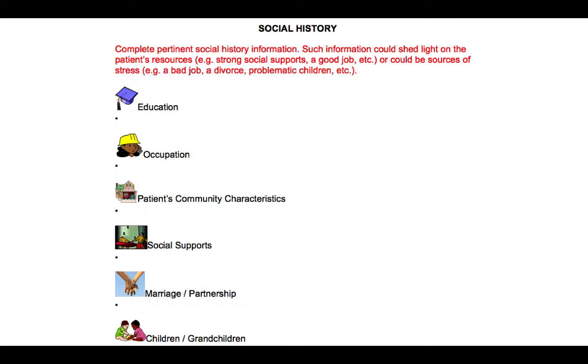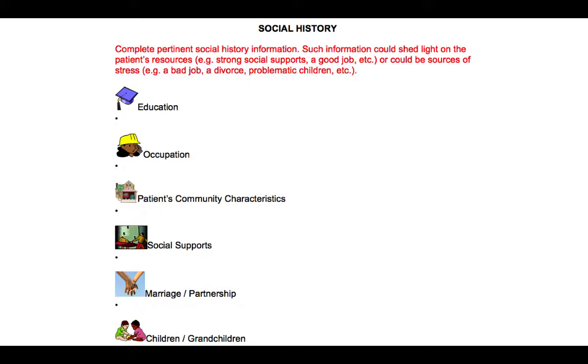Now, under social history, this is often important if you want to put the patient in the context of their life. What education has the patient had? Are they, for example, just high school graduates or college graduates? This will help the patient to understand how sophisticated they should be, perhaps, in their responses, and you would give that patient directions.